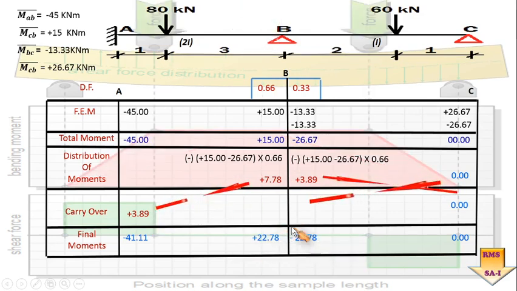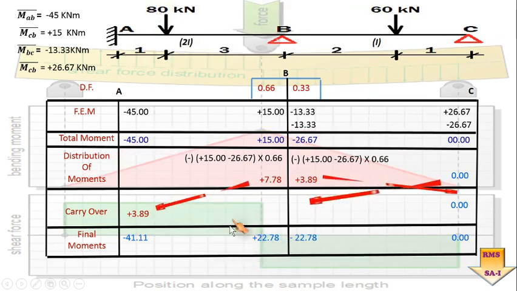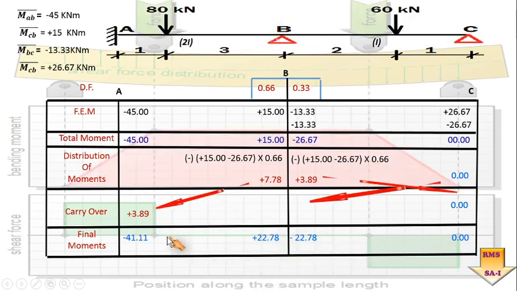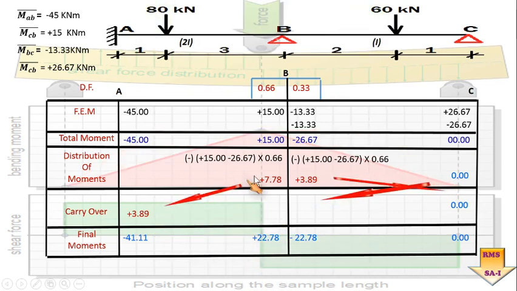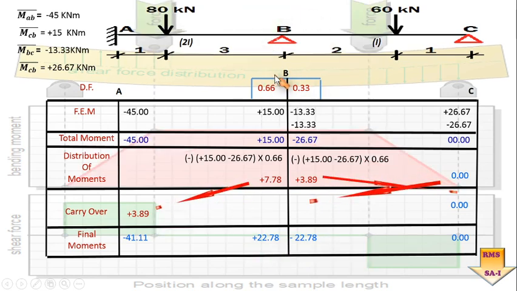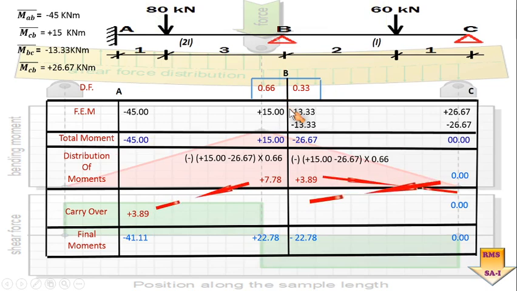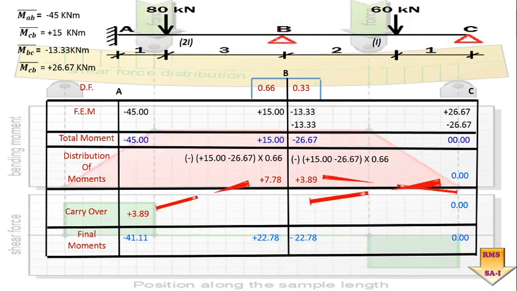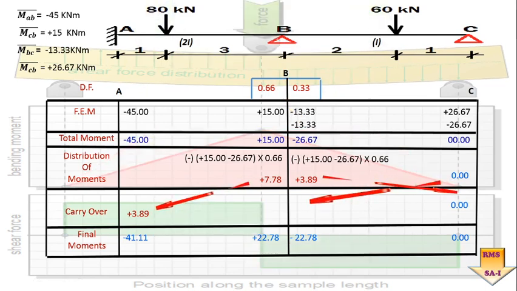So this was the basic motive of the moment distribution in this particular problem, so that now I can say joint B is in equilibrium. Is it okay? So this is how we have to follow the procedure. There are basically only 3 to 4 steps.